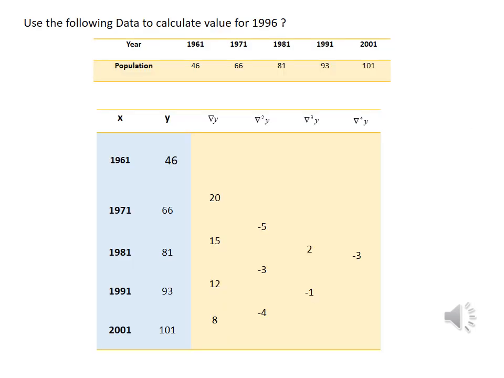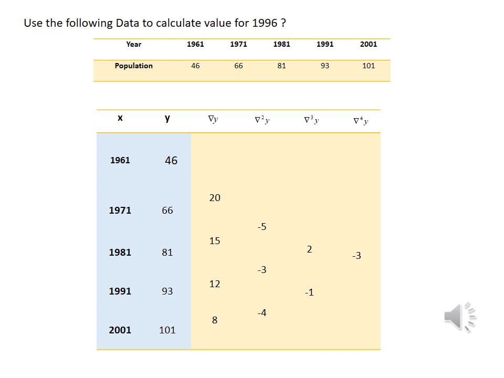Now let us consider a problem. Use the following data to calculate the value for 1996. The population survey is given, maybe in lakhs or crores. Here we need to find a value for 1996, but the reading was not taken in 1996. But the interval has equal width: 61, 71, 81, 91, 2001. So we can use Newton's formula.